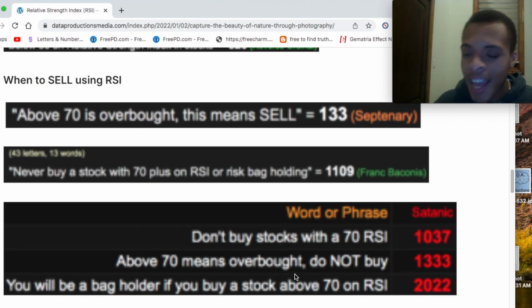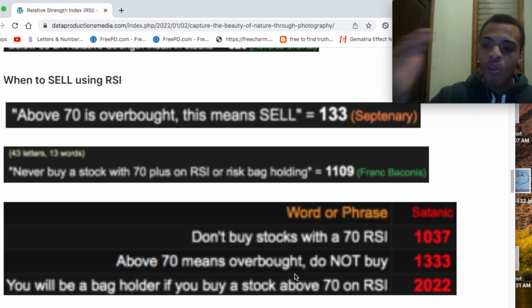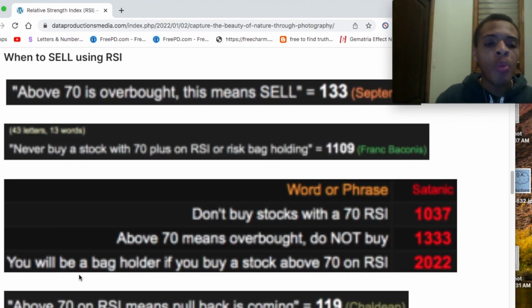1,333 in Satanic. Listen to that. Listen to what the code is telling you. Above 70 means overbought. Don't buy. And that's on any time frame. You will be a bag holder if you buy a stock above 70 on RSI.